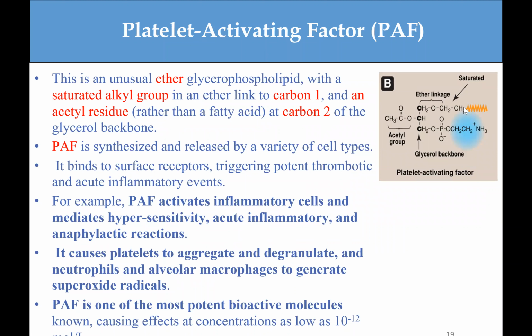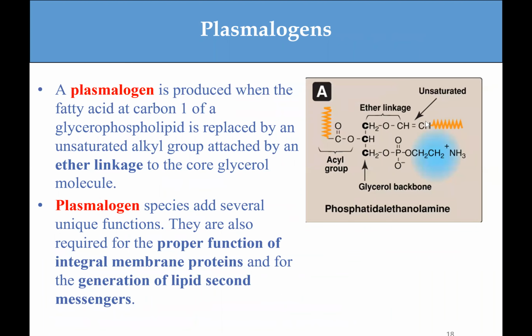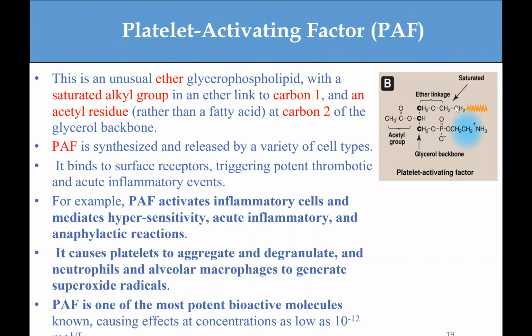But on carbon 1, the alkyl group it's connected to is saturated, because if we see here in a plasmalogen, it was unsaturated because it has this carbon-carbon double bond. But in platelet activating factor, it's saturated. There's no double bonds between carbons. So that saturated alkyl group is connected to carbon 1. Carbon 2 is connected to an acetyl group instead of a fatty acid. And again, it has that phosphate because it's a phospholipid.